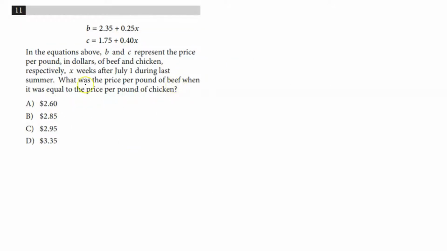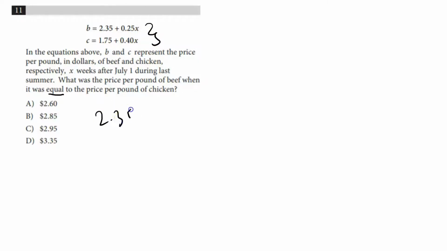Number 11. In the equations above, B and C represent the price per pound in dollars of beef and chicken, respectively, x weeks after July 1st during last summer. And the question says, what was the price per pound of beef when it was equal to the price per pound of chicken? Well, that makes the question pretty straightforward. If we're trying to find the price of beef when it was equal to the price of chicken, we can just set these two equations equal to each other.